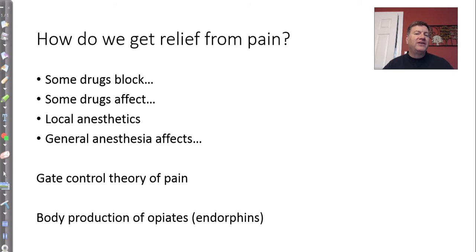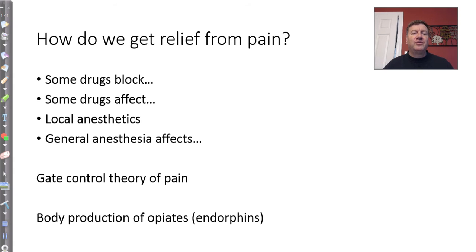The general anesthesia tends to affect the brainstem and therefore blocks all pain signals and all transmission of signals while you are in surgery. A couple more thoughts here and then we'll wrap up. The gate control theory of pain is an interesting one, and I can give you a great example of this.